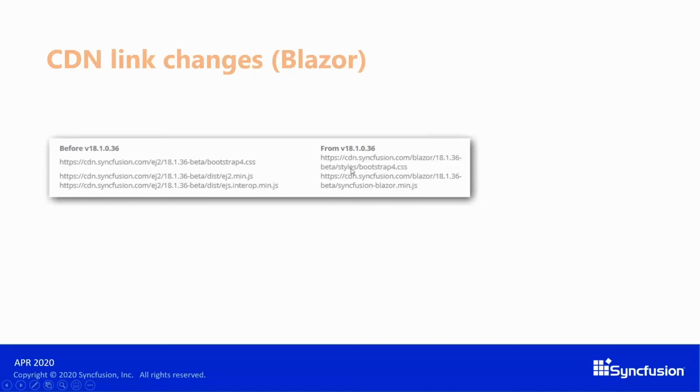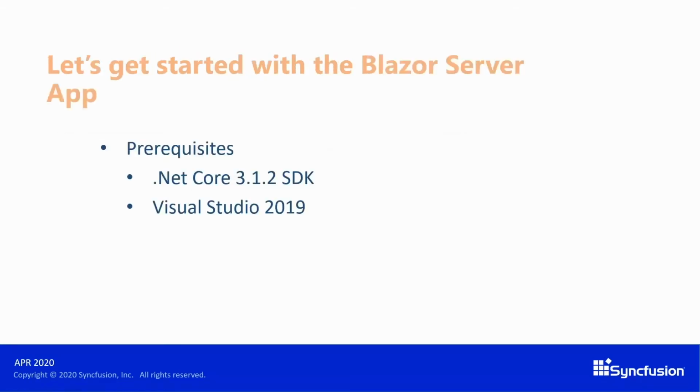And for styles, you should add the styles. You don't need that ej2.min anymore, and instead of these two, ej2.min and EJS interop, you should use the syncfusion.blazor.min.js file, and this script file is also needed only when you want to disable the loading of static web assets. So now let me start to create a fresh Blazor server app and point out the changes that you should consider while upgrading to the versions 18.1.36 or later versions.